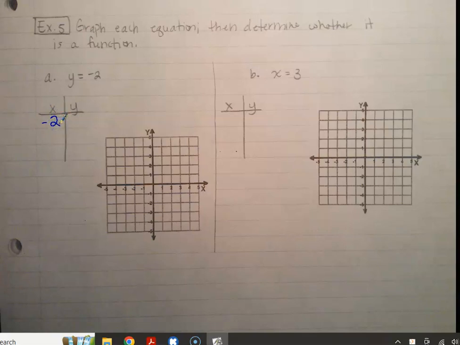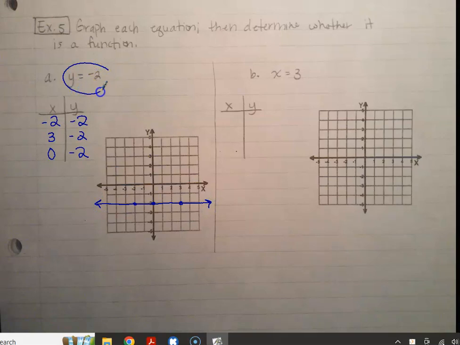So if we put in a -2 for x, y is -2. If we put in 3 for x, y is -2. If we put in 0 for x, y is -2. Oh my goodness, everywhere. So let's graph those points: (-2, -2), (3, -2), (0, -2). And we connect them, right? We just get a horizontal line.